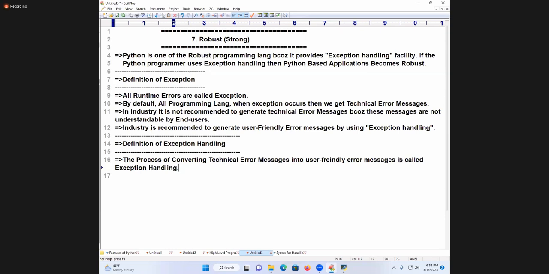Did you understand, students? Very good. Now I'm going to give you the concept here. In Python programming, every real-time application must be developed by using which concept? Exception handling. Right?